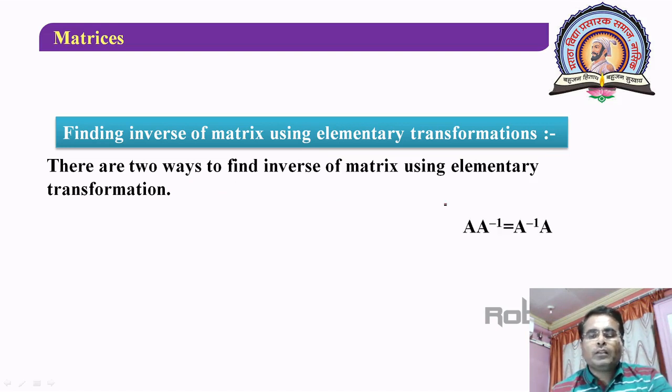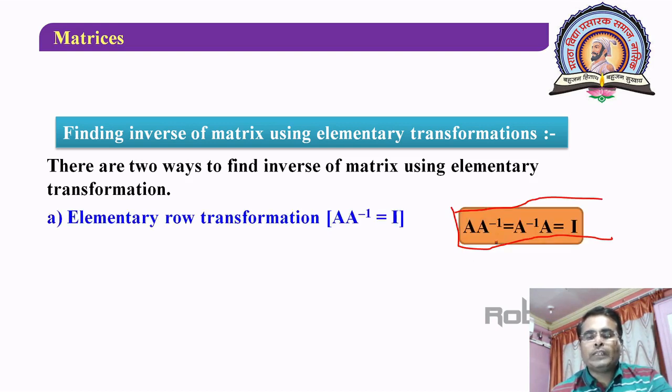We know that matrix A raised to minus 1 is called the inverse of A if A into A raised to minus 1 is equal to A raised to minus 1 into A is equal to I. And therefore, in this there are 2 parts. The first part is A into A inverse is equal to I.